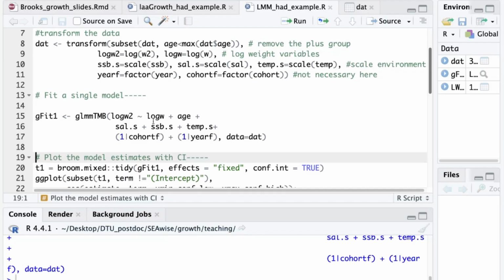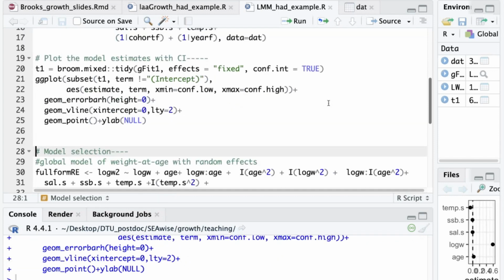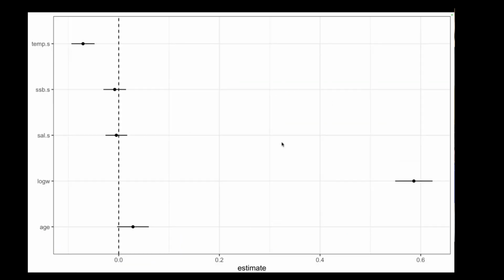So we fit a simple model, and then we can get out the model estimates with confidence intervals, and these will have the right coverage. These confidence intervals have the right coverage because we haven't done any model selection yet. So here, the interesting parts are the first three, the top three. Those are the environmental variables.